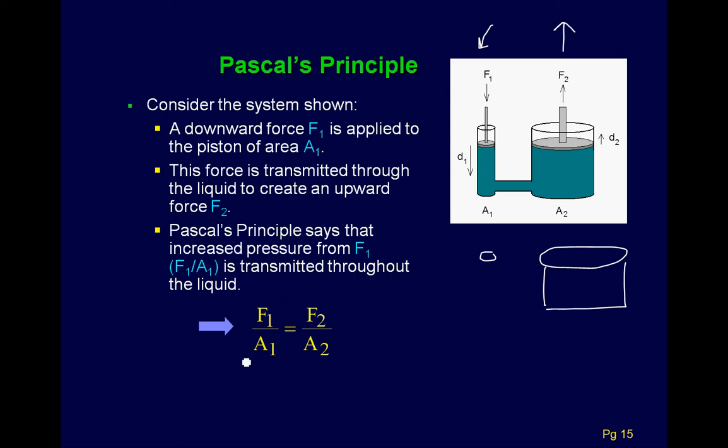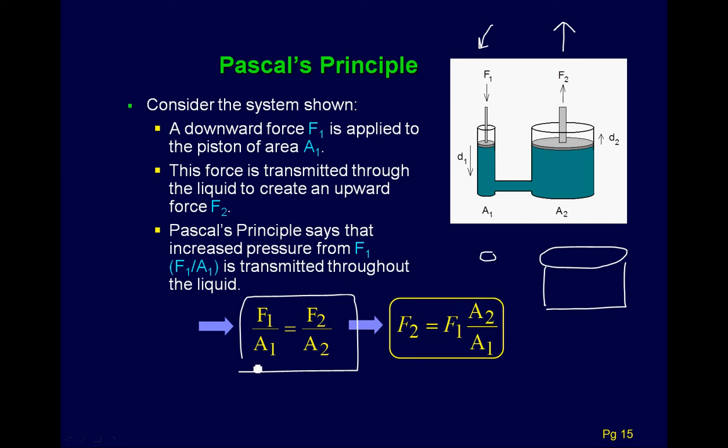Pressure is force divided by area. So F1 divided by area 1, which is the pressure at piston 1, has to equal the pressure at piston 2. If I solve for the force 2, in this case area 2 is much bigger than area 1, and so the force at 2 is much bigger than the force at 1. This is how you can actually get something to lift your car up. It's a really small force, F1, but it transmits to a really big force. Again, a change in pressure anywhere in the liquid is transmitted.